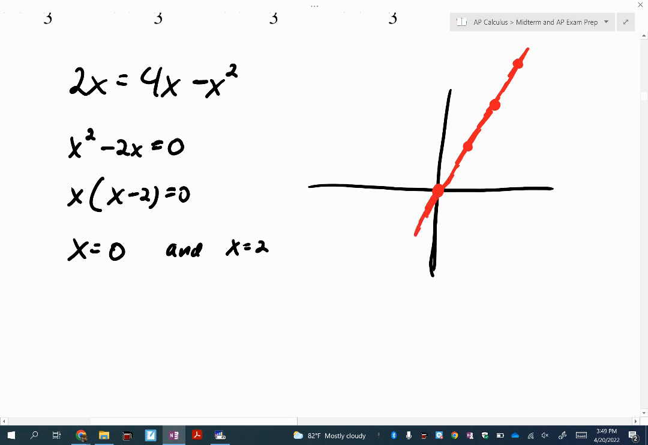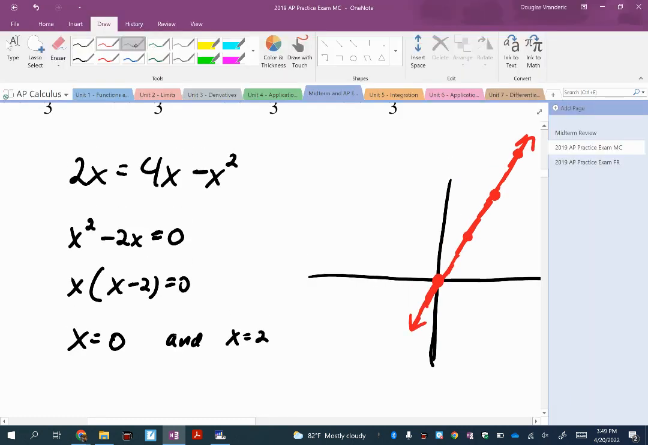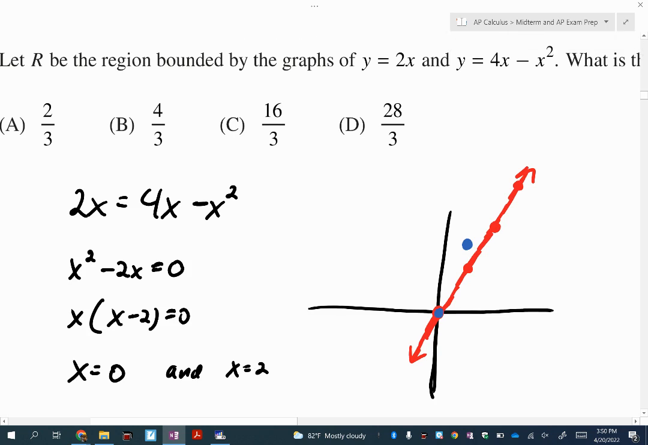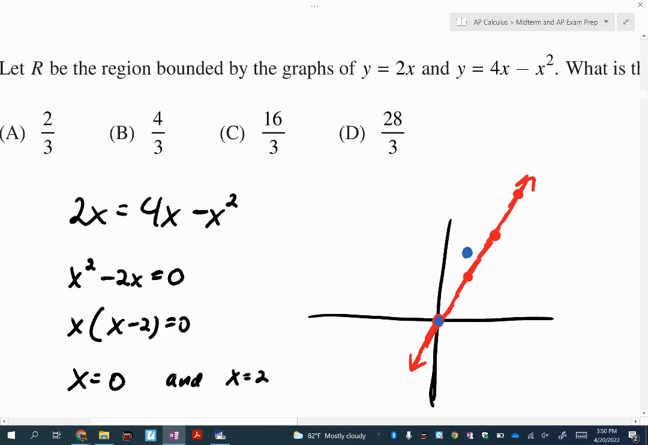All right, let's graph the parabola. I'm plugging into this one. If I plug in 0 here, what am I going to get? 0. Are you surprised they intersected at 0? Hopefully not, that's one of our intersection points. Let's plug in 1. What's 4 times 1, and then 1 squared? 4 minus 1 is 3, so that's going to be up here. It's a little bit higher. I'm plugging into this one here. 4 times 1 is 4. 1 squared is 1. 4 minus 1 is 3.